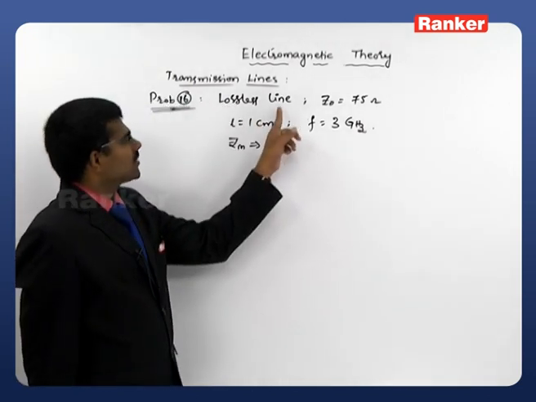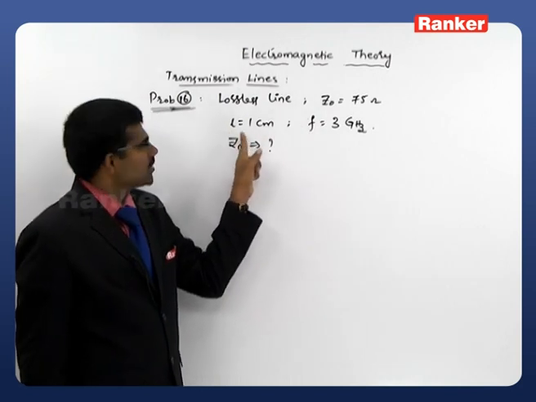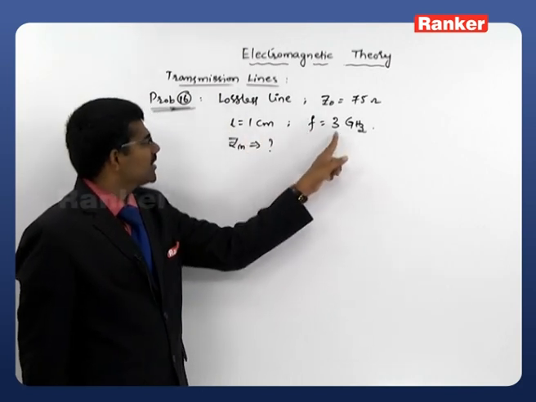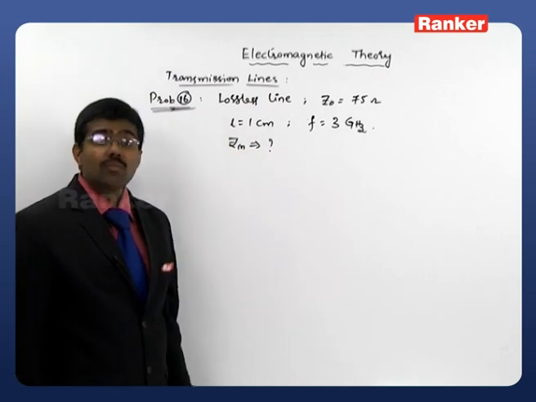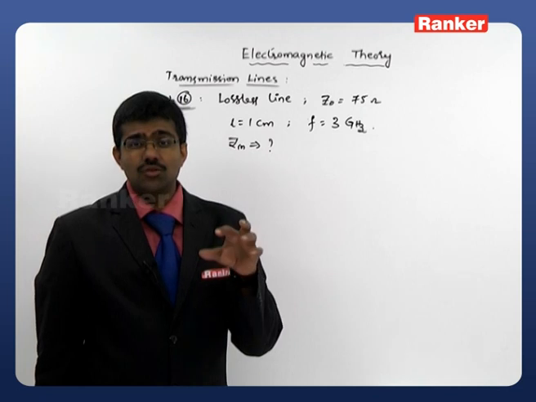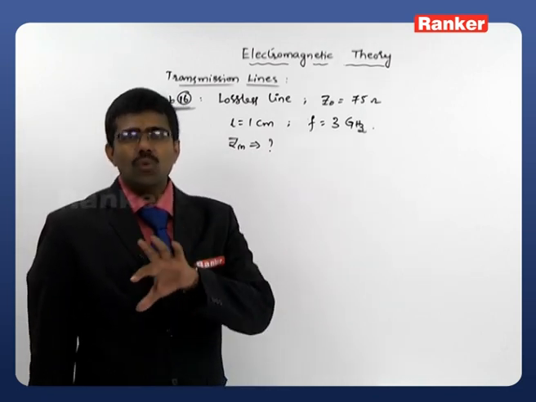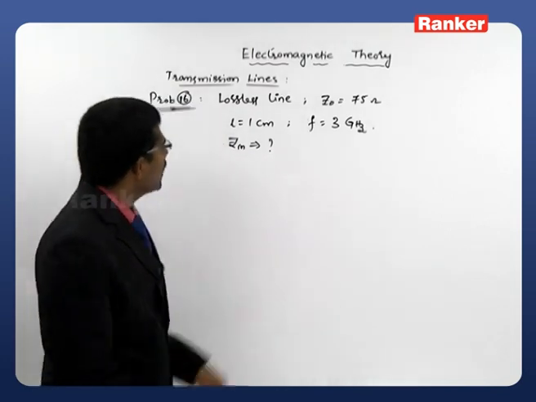This type of line is a lossless line with characteristic impedance of 75 ohms, and the length of the transmission line is 1 centimeter, operating frequency is 3 GHz. Now we require the type of input impedance. It is capacitive, inductive, or a combination, 0, infinite, like the different options are given to us. Now we are supposed to examine what is the input impedance for this particular line.